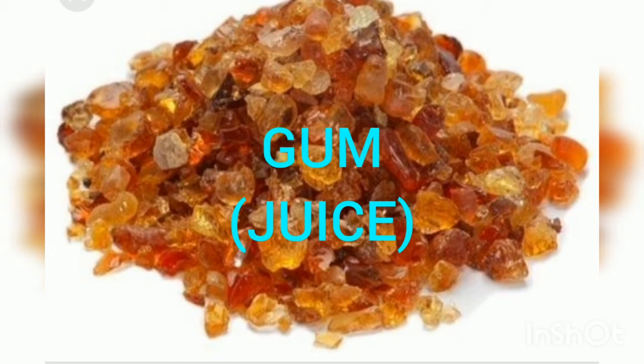Okay children, so this is the juice of the acacia tree. It is called gum. Gum. Okay, so now we have completed this lesson.